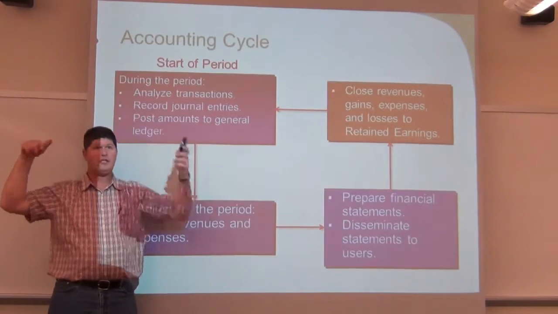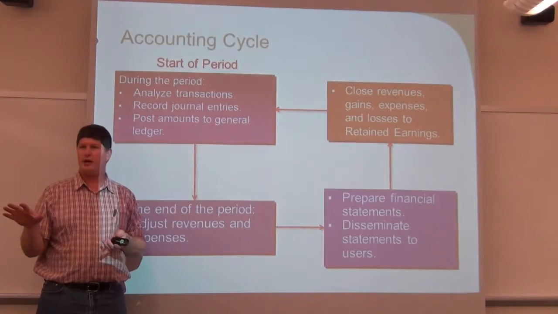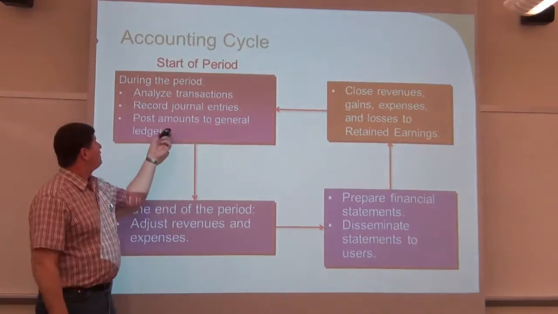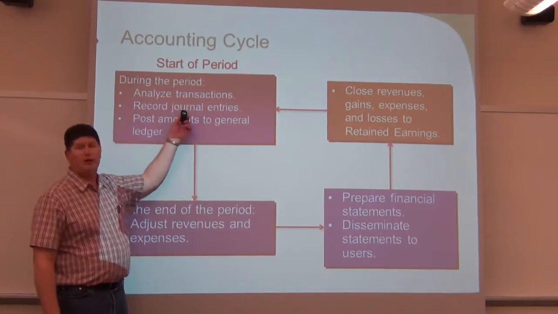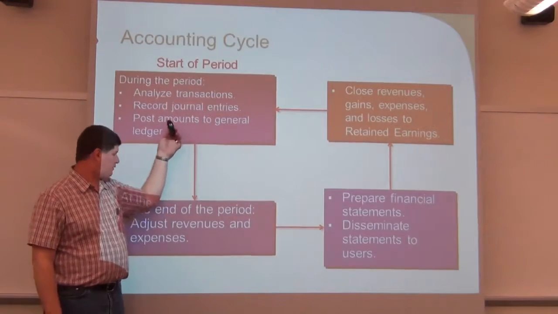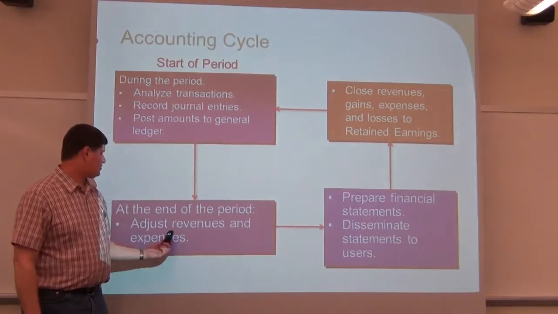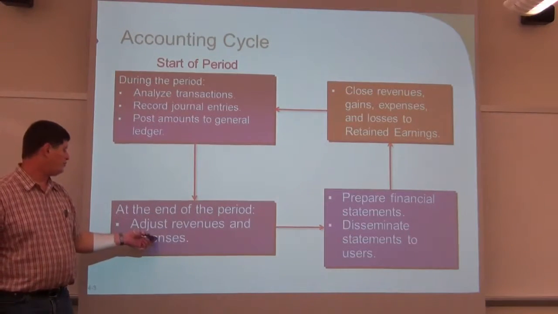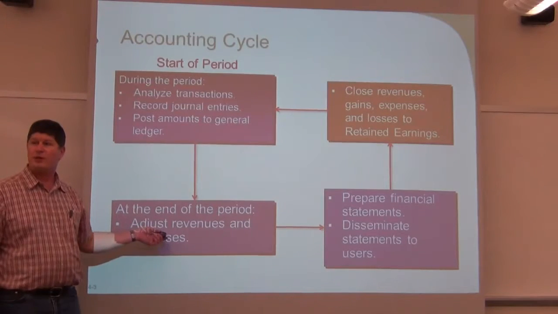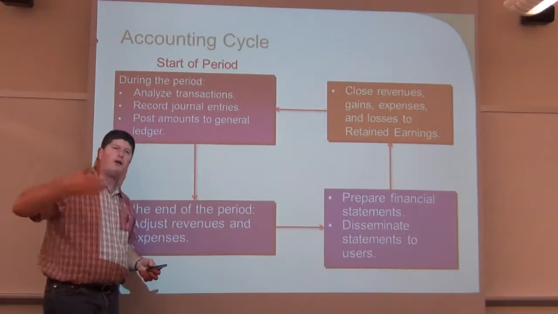So far we've been using T accounts to represent the general ledger, correct? Okay. And we post the T accounts or the journal entries to the general ledger, which is what we've been doing. You take those and you create a trial balance. And you do adjustments to the revenue and expenses for what's called cutoff.